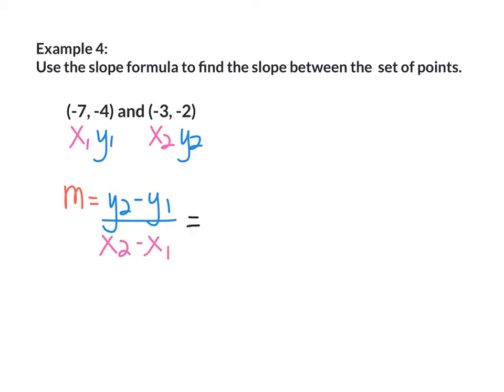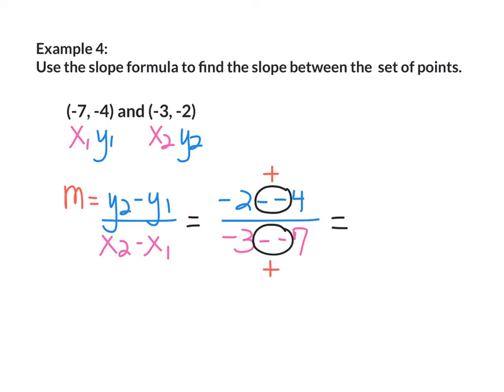Now I'm going to plug it into the formula. So I have y sub 2, which is negative 2. I'm going to subtract y sub 1, which is negative 4. All over x sub 2, which is negative 3. I'm going to subtract x sub 1, which is negative 7. Now remember, 2 negatives gives me a positive, because negative times negative is positive. So now I have negative 2 and a positive 4. That's going to give me a positive 2. I have a negative 3 and a positive 7. That's going to give me a positive 4.